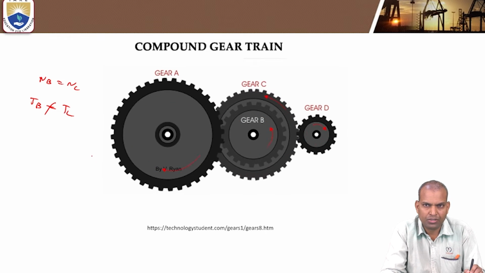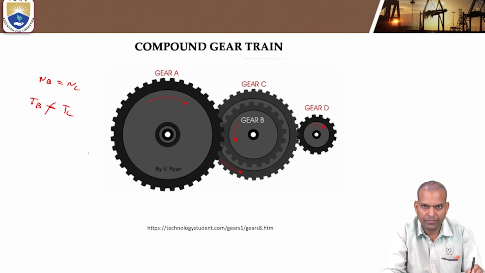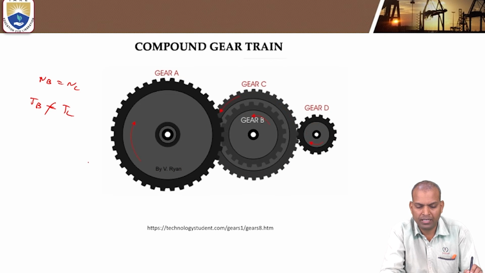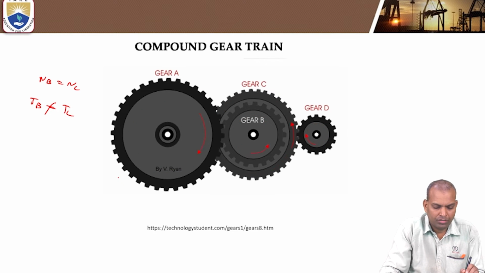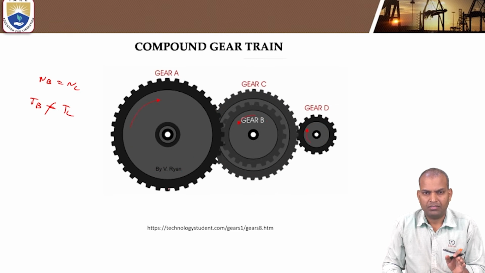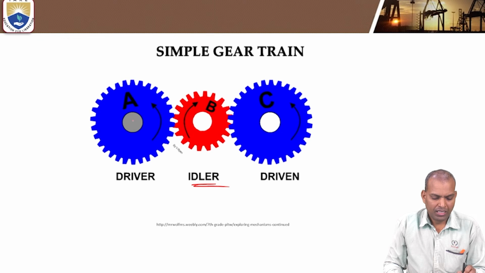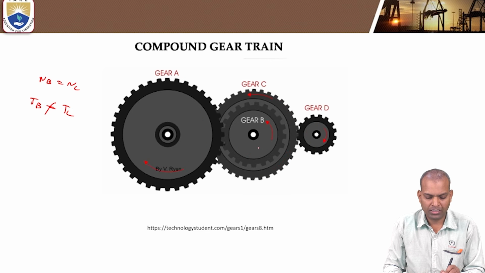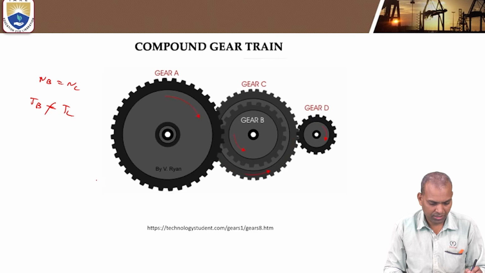So these gear trains are used for larger speed reduction purposes in a given space. And the space occupied by a compound gear train is low in comparison to a simple gear train. Whereas in a simple gear train, each gear is mounted on a separate shaft, in a compound gear train there are two gears, or more than one gear, on the same shaft. So this is about the compound gear train.